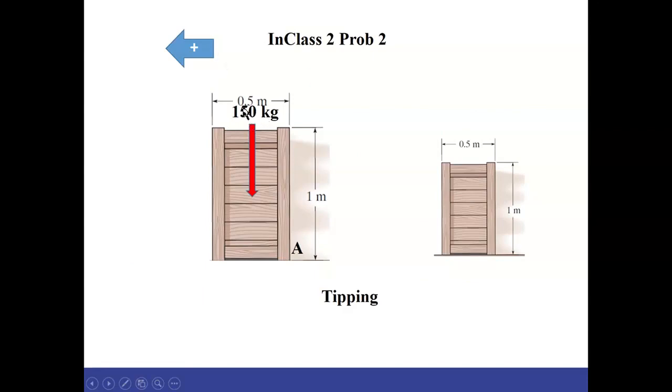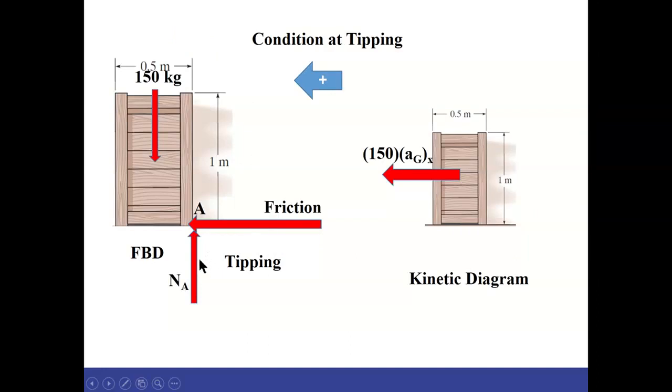Its weight is, again, 150 multiplied by 9.81, acting through its center of mass. A is the corner. Friction acts in the direction of motion, because when it slides or tips, the box or the crate moves right, so the friction acts left. N is the normal force at point A, and again we assume anything going left is positive. As a result, the acceleration of the crate is a_gx, multiplied by only the mass of the crate this time, not the mass of the cart, so it's 150. So that's the free body diagram, and this is the kinetic diagram.